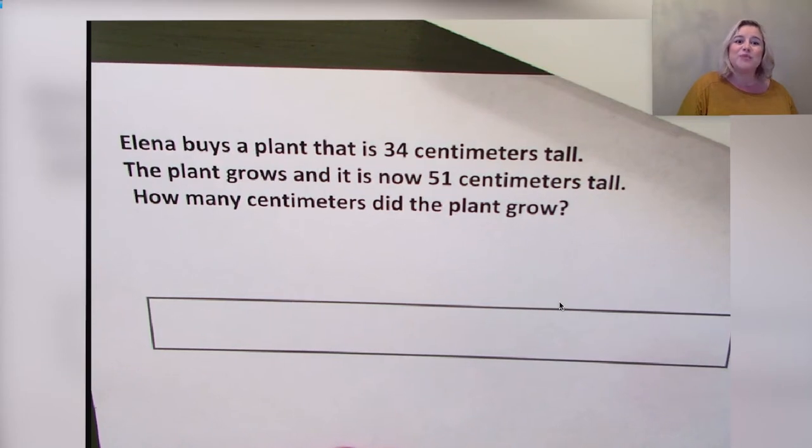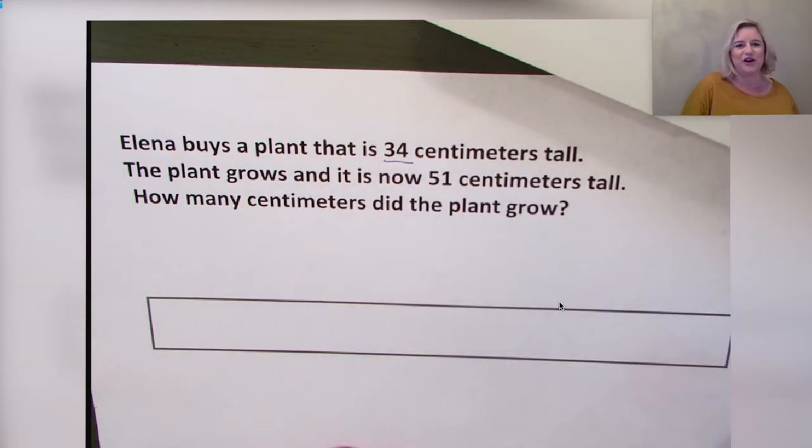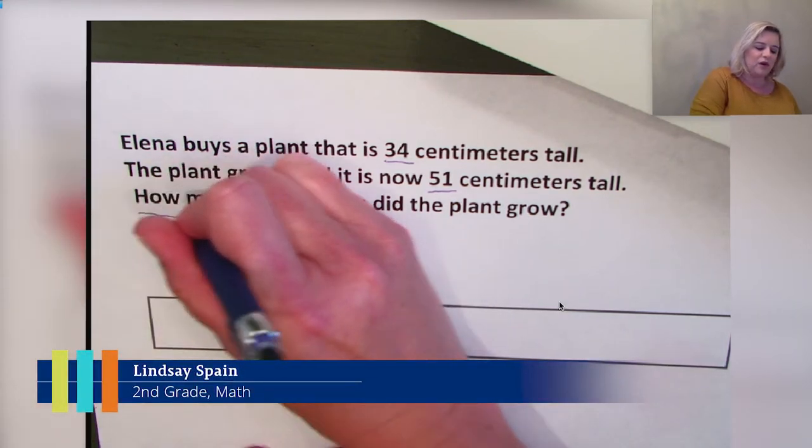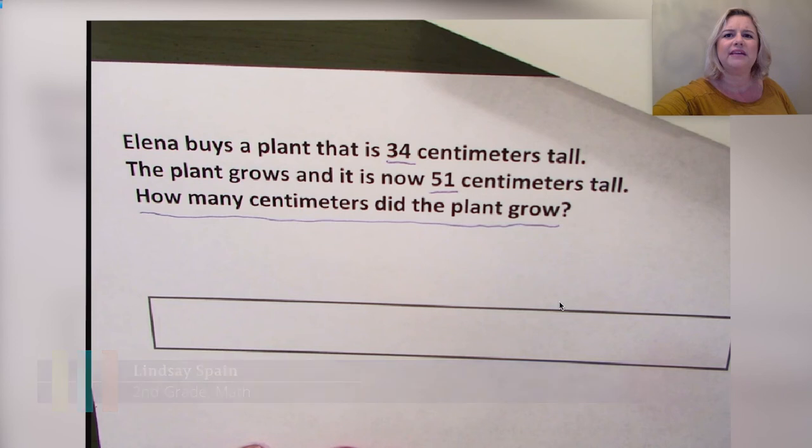So let's go back to our problem to make sure we're making sense of it. Elena buys a plant that is 34 centimeters tall. The plant grows and it is now 51 centimeters tall. How many centimeters did the plant grow? This is what we are trying to solve. So how tall was our plant at the beginning? Good reading, 34 centimeters. So now we know the starting point. The plant started at 34 centimeters.